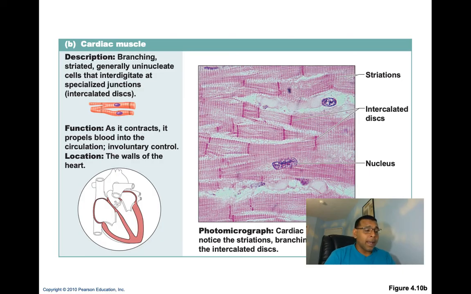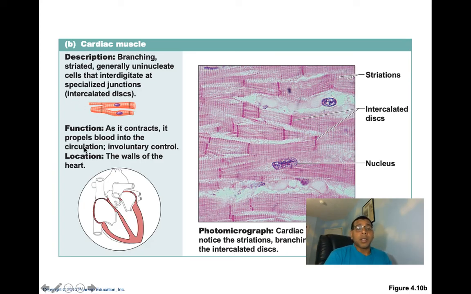Second, then we have cardiac muscle. Now when we talk cardiac muscle, it is basically described as branching cells. These are branching cells, also striated, and these are generally uninucleate. And these cells, we said, are going to meet with the next cell at the intercalated discs we described. So they interdigitate at these specialized junctions that are called intercalated discs.